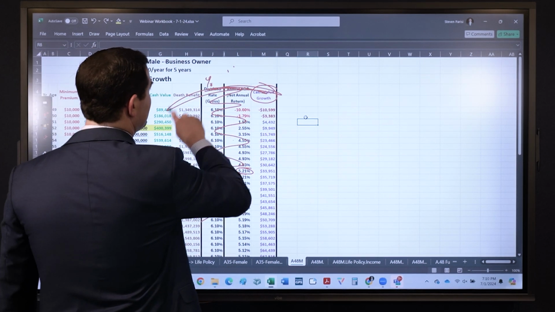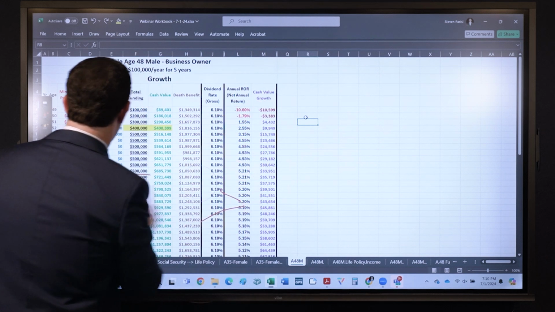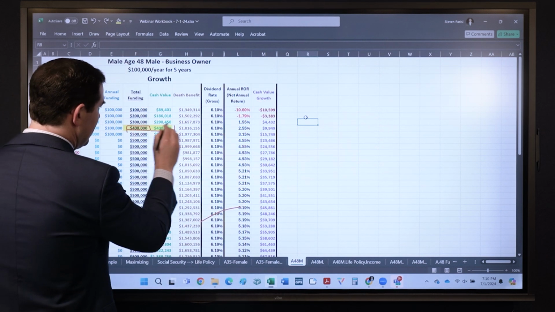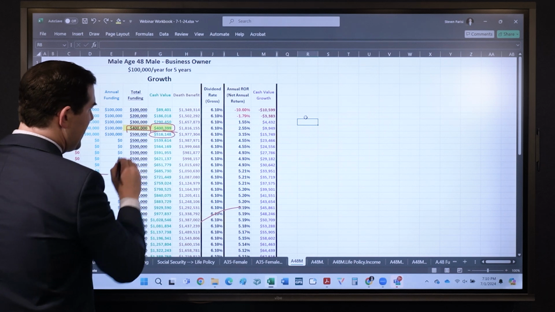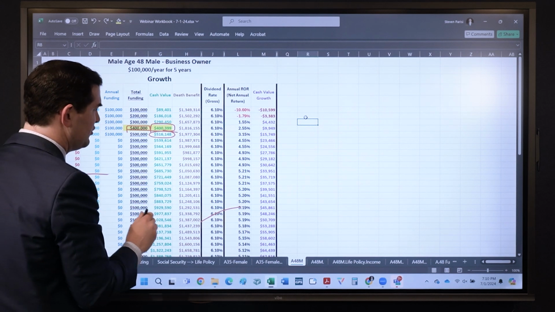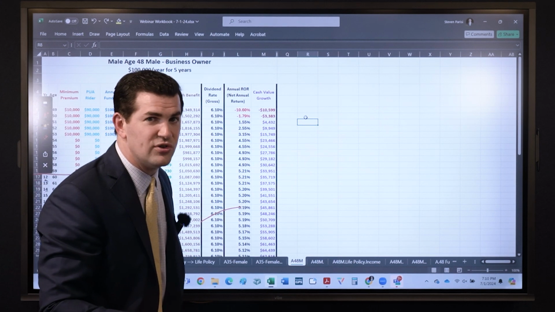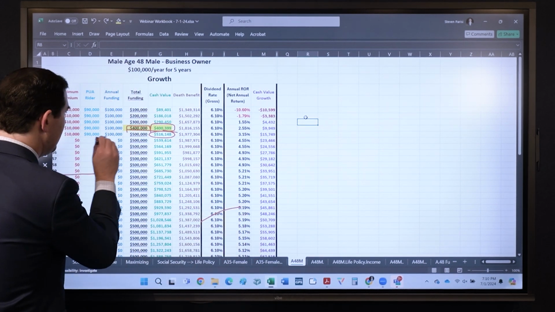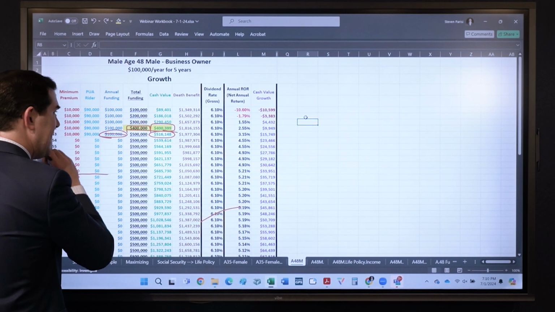I see something like this. Look at this. Year 4, you had $400,000 in cash value. Year 5, you've got $516,000. That means it grew by $116,000. No, 100K of it is mine. So I'm going to back that out.